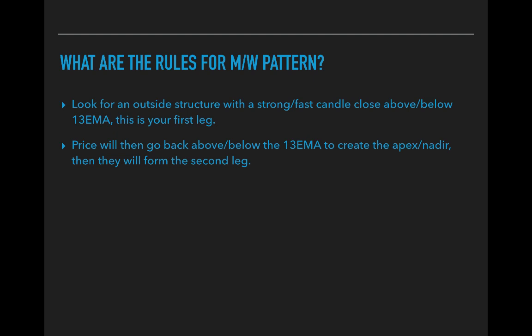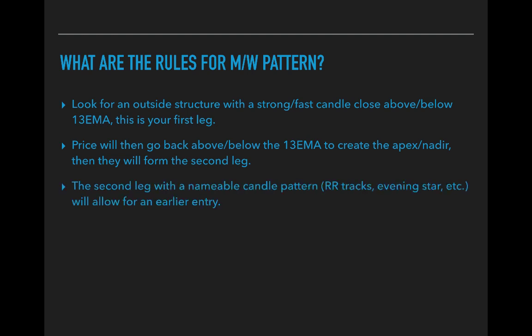Price will then go back above or below the EMA and create the apex or nadir, which is the middle of the structure. Then it will go back and form the second leg, and you'll see that on the chart as well. If the second leg has a nameable candle pattern, something like railroad tracks or an evening star, that's going to allow you a possibly earlier entry. But if you don't have a nameable pattern for your second leg, the signal is going to be the shift candle.